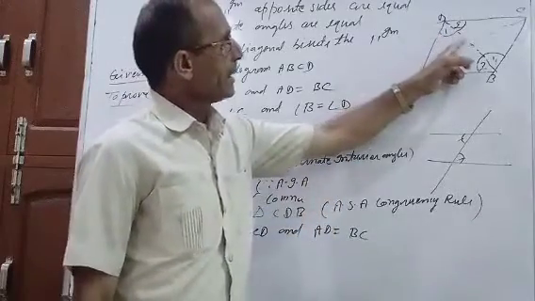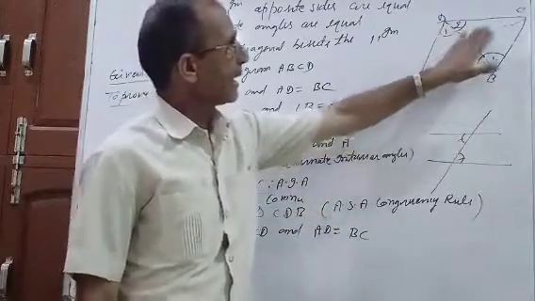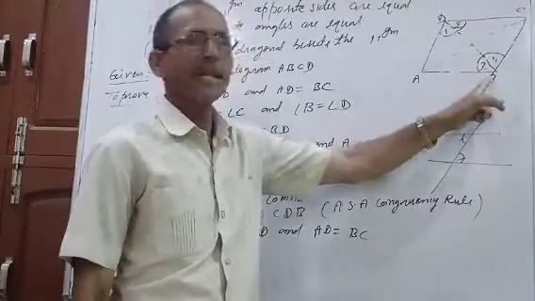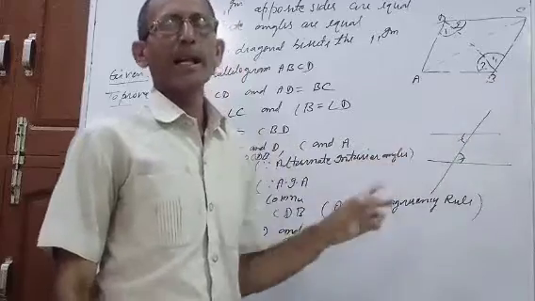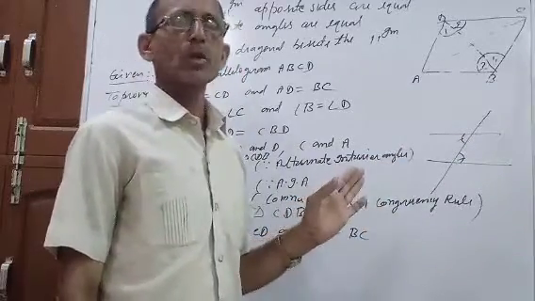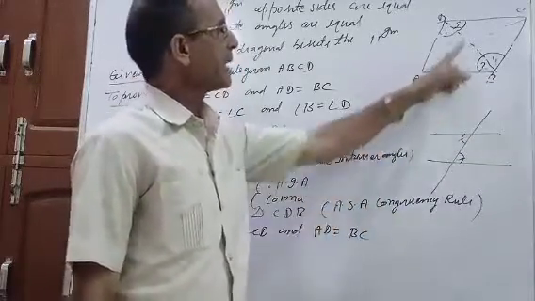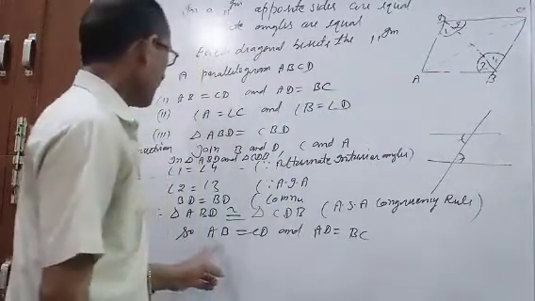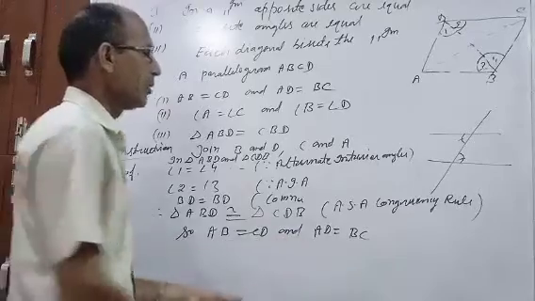Now this side is common. So both the triangles are equal. It means triangle ABD and triangle CDB are congruent. Therefore their corresponding parts will be equal. AB is equal to CD and AD is equal to BC, by CPCT.